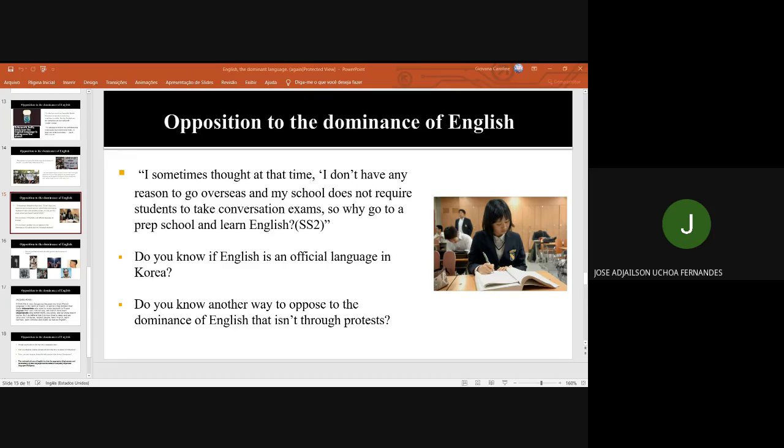Assim como o inglês. English is yours. They gave us English, so now we have the right to decide where and what for we want to use it.